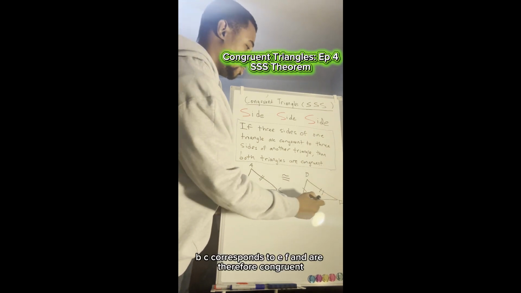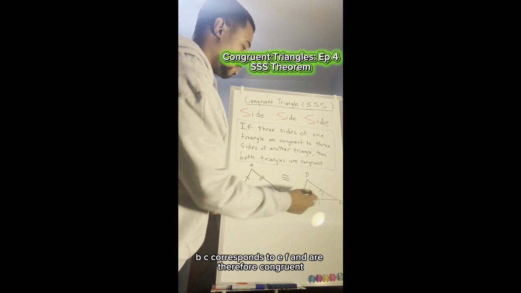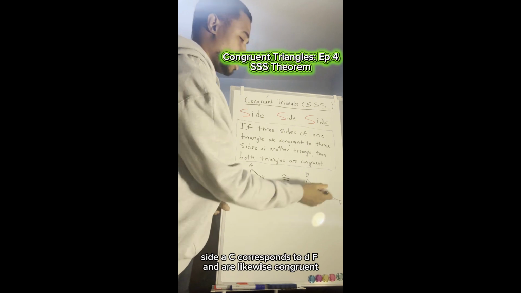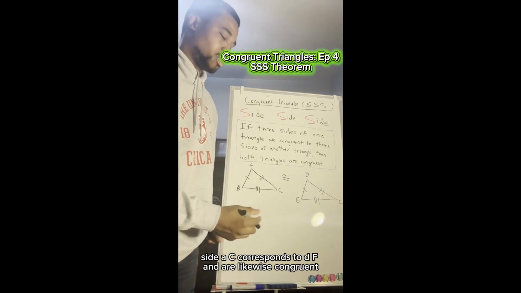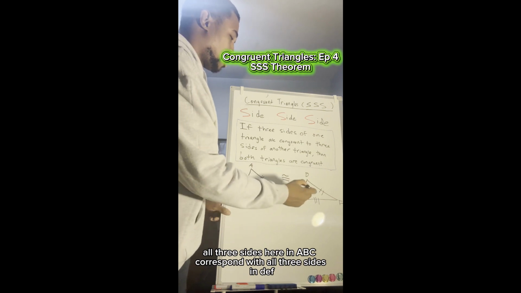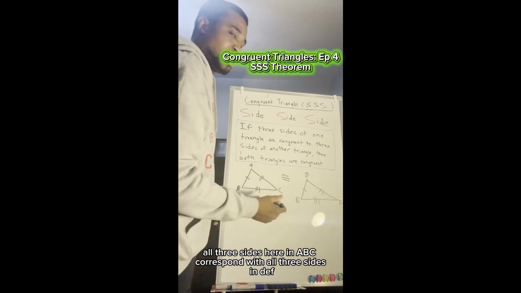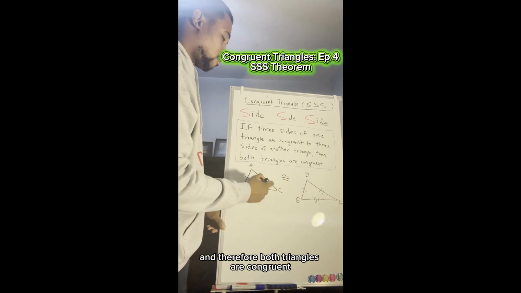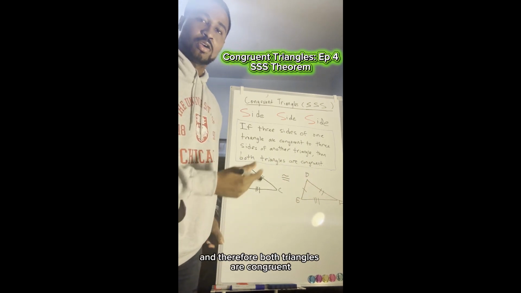BC corresponds to EF and are therefore congruent. Side AC corresponds to DF and are likewise congruent. So as we see, all three sides in ABC correspond with all three sides in DEF, and they're of the same length, so therefore they are congruent, and therefore both triangles are congruent.